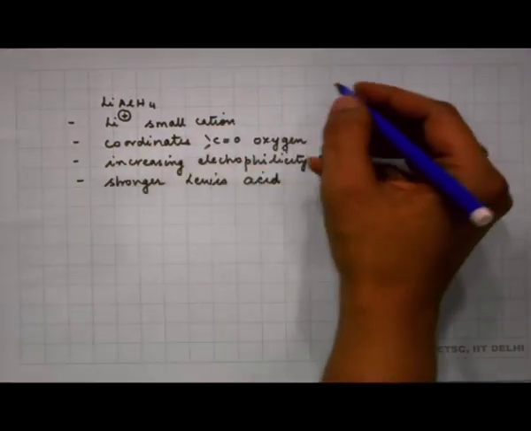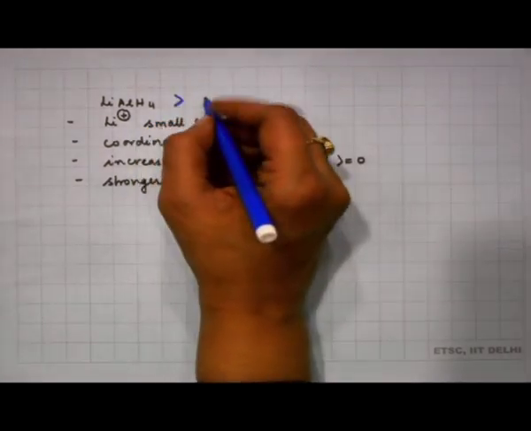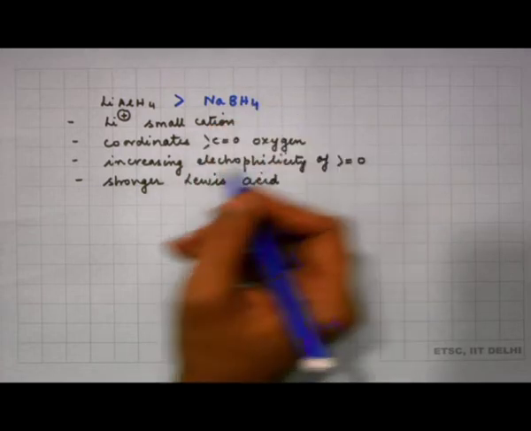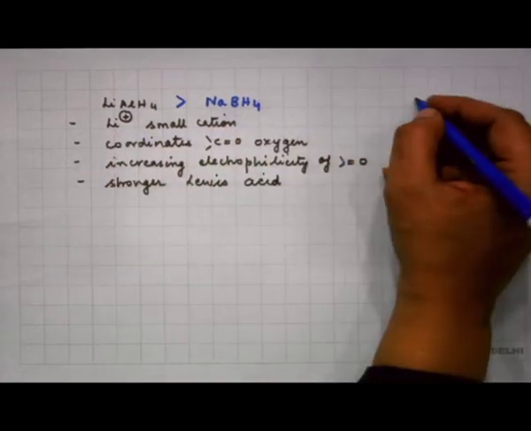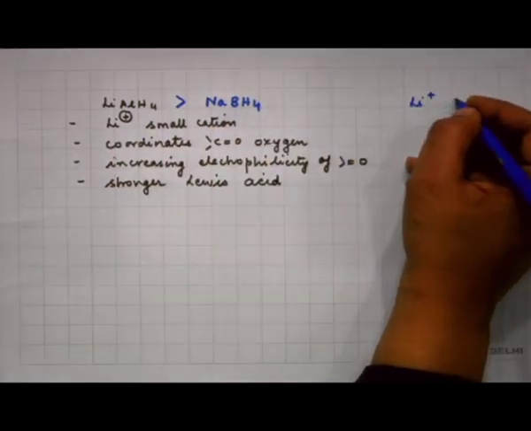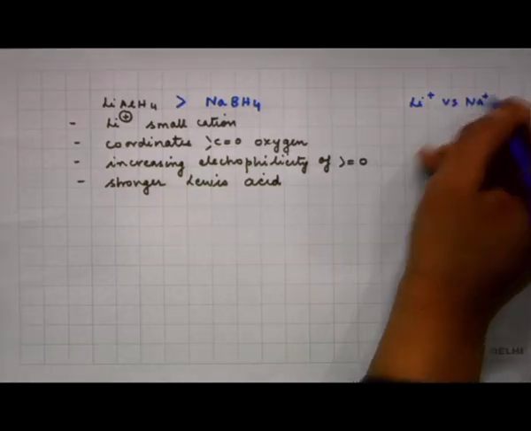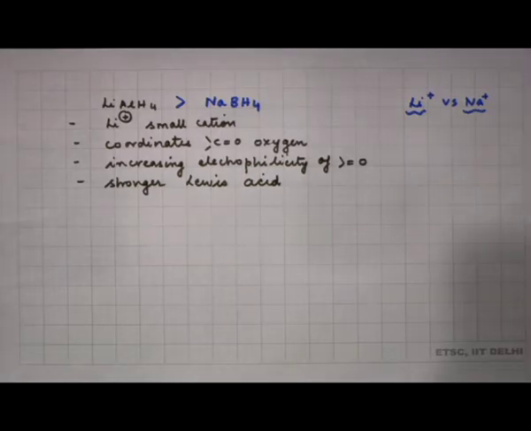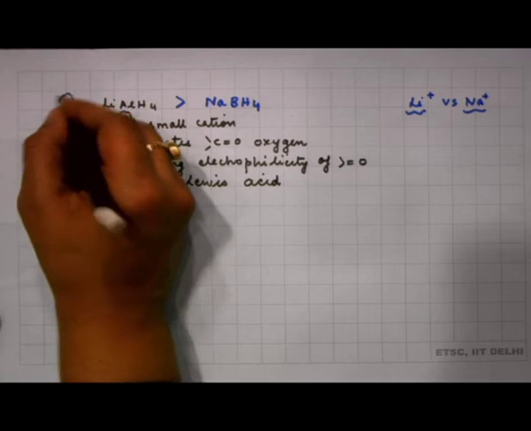So, that is one of the ways in which this can be explained, why lithium aluminium hydride is a stronger reducing agent than sodium borohydride in terms of the cation aspects. That means lithium versus sodium: lithium is more favorable in increasing the electrophilicity of the carbonyl carbon compared to sodium, and therefore it is more reactive. So, this could be one of the explanations.